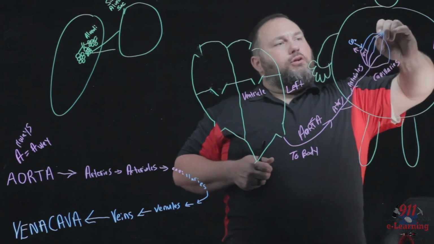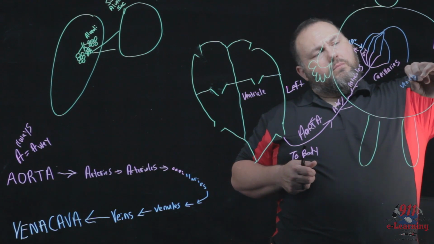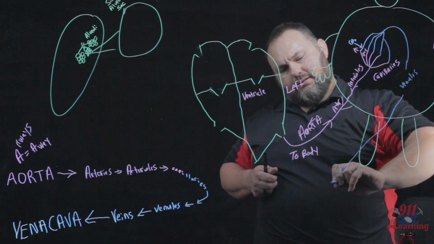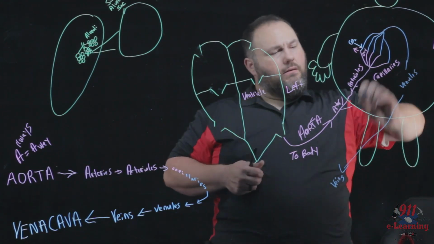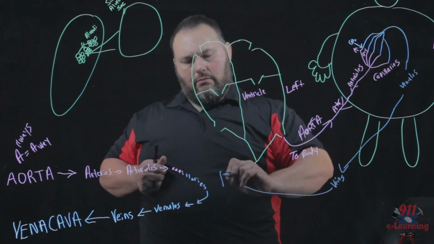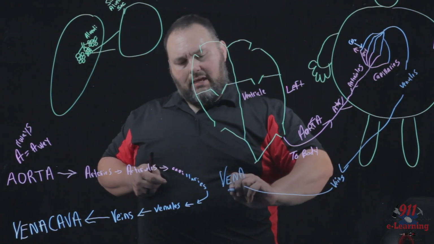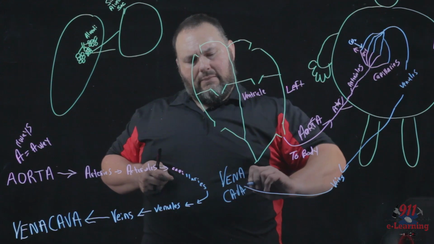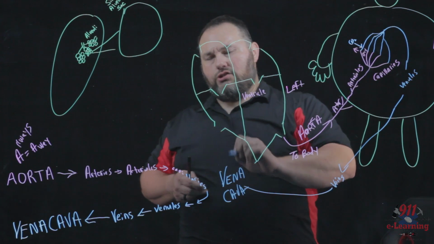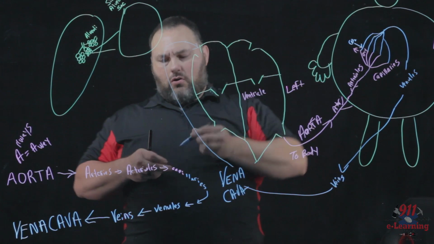And your capillaries turn into venules, which turn into veins, which then turn into the vena cava. And you've got two. You've got one that comes from the top and one that comes from the bottom. We're not going to get too much into that. Just know that the vena cava feeds blood back to the heart.